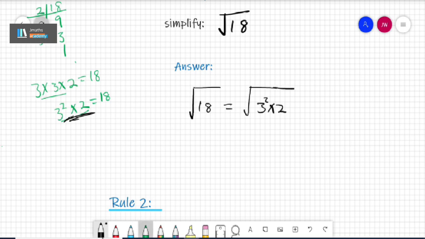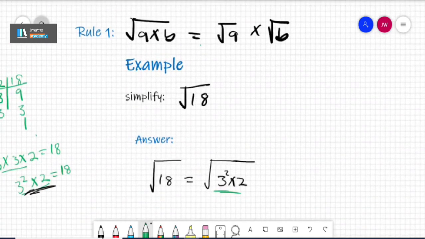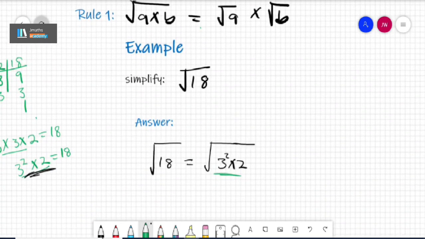And if you look at this carefully, this looks like our rule. And if you have an expression that looks like this, what you simply do is to break it down into individual roots. And this will give me 3 raised to the power of 2 multiplied by a single root of what? 2. Or you can say the square root of 2.